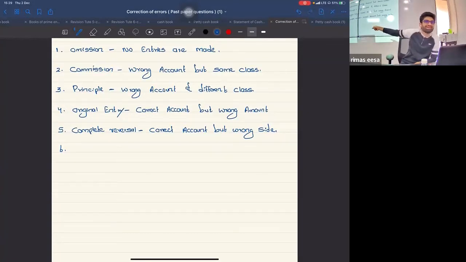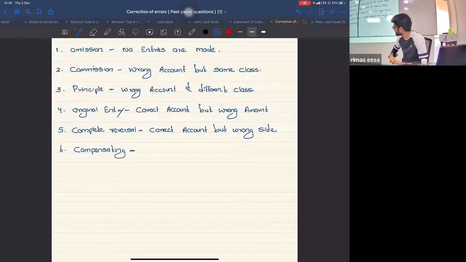Error number 6. Look at the final answer. What is it telling? Compensating. Right, very good, good commitment. At least you have to copy and tell. When you don't know, you have to look at the book and tell. Error number 6 is going to be compensating, or you can call it compensation. Either compensating or compensation.